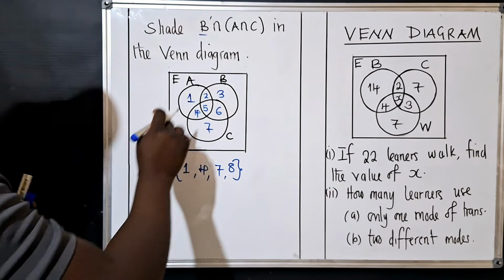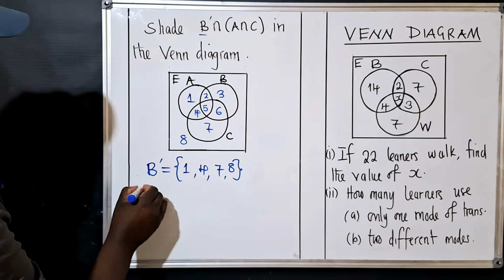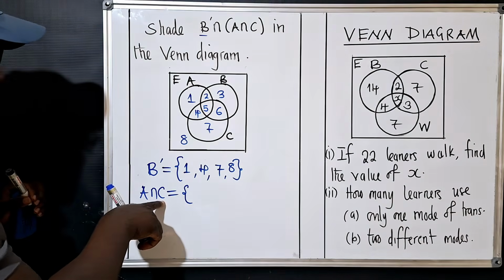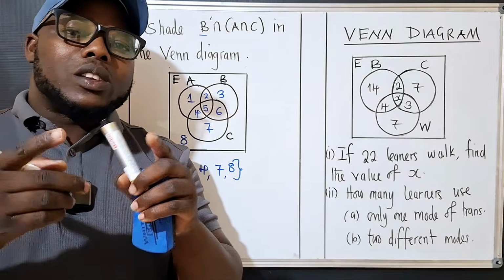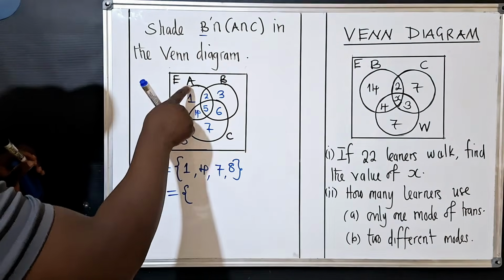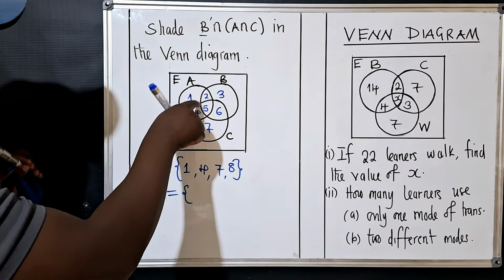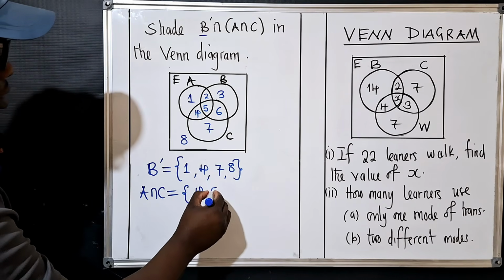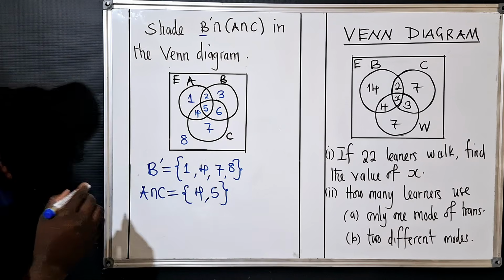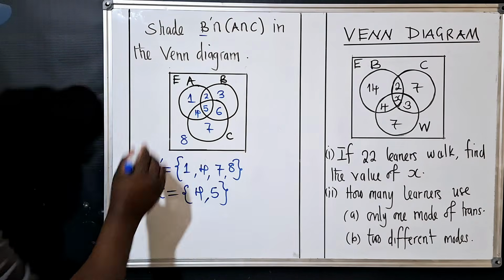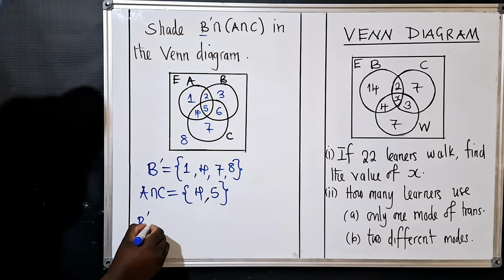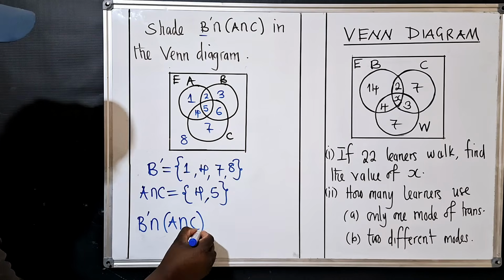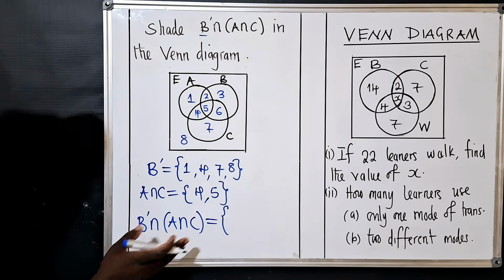Now, after identifying your B complement, you can identify your A intersect C. We know that A intersect C simply means get what is found in set A and C. There is a 4 and 5. These are the two elements which are found in both A and C. Once you identify like this, you now come to the actual question which they've asked you. So this is B complement intersect A intersect C. This is what we're looking for.